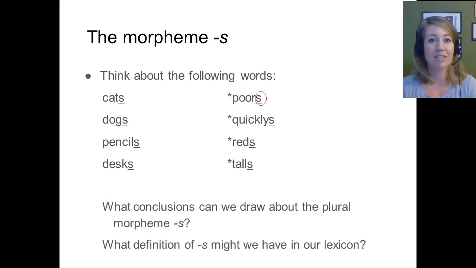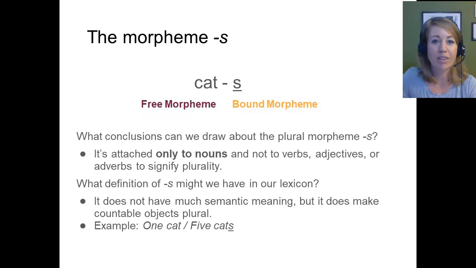So we want to ask ourselves the questions, what conclusions can we draw about the plural morpheme S? What rules can we observe based on these example words? What definition of S, the morpheme S, might we have in our lexicon? So let's check it out. The morpheme S, we've looked at example words like this, and we looked at cats. So cat is the free morpheme and S is the bound morpheme.